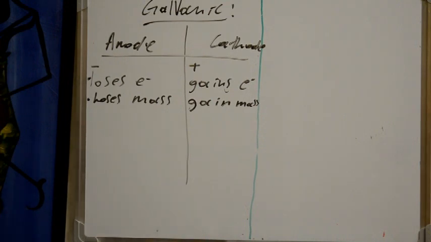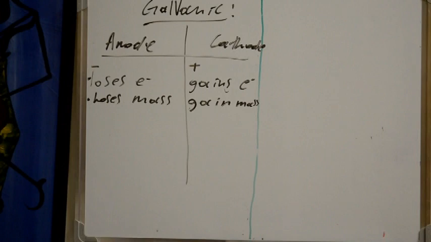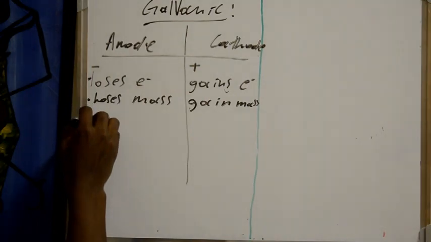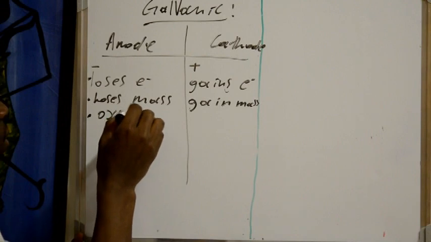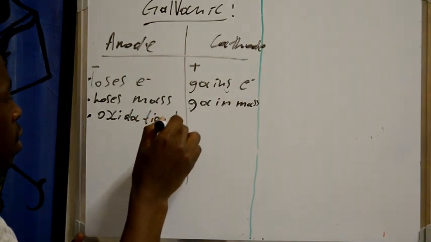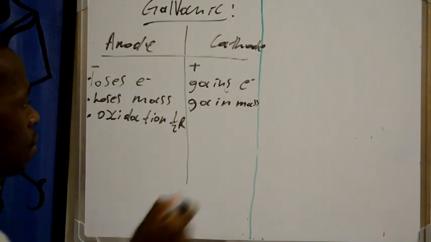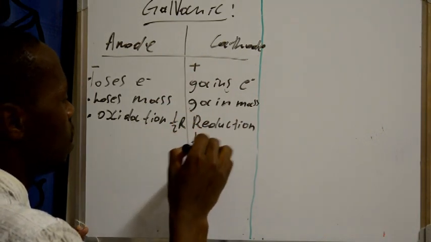Since it gains mass here, we use the terminology oxidized and reduced. When we say something is oxidized, it loses mass. When we say something is reduced, it gains mass. So please mind those terms, né? So here oxidation happens, oxidation half reaction. Here reduction happens, half reaction.